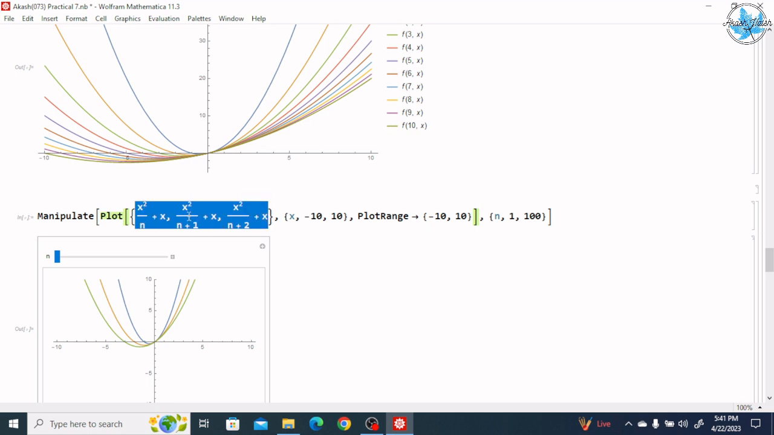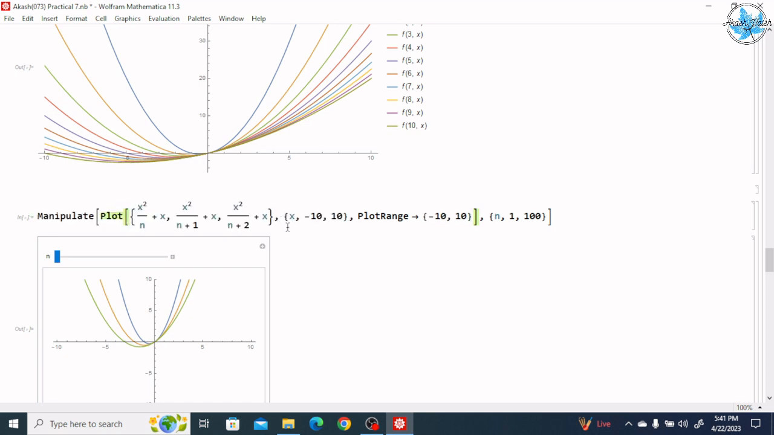So I have taken the three sequence of the function, and x is varying from minus 10 to 10. I have taken the plot range also the same, that is minus 10 to 10. Why am I using the plot range command? In the plot range you will get the value of the y-axis, that you are varying your y-axis from minus 10 to 10, because you have already defined the x-axis, that is minus 10 to 10.